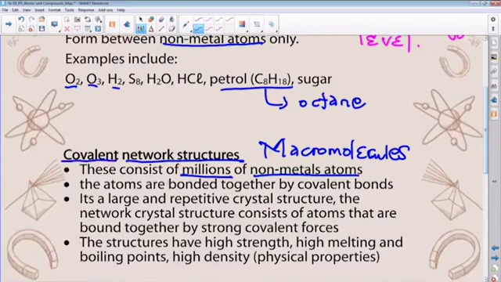So the atoms are bonded together by covalent bonds. So it means they overlap each other, these high energy orbitals, to form bonds. It's a large and repetitive crystal. Sometimes we refer to them as the crystal structures or the network crystal structures, which consist of atoms that are bound together by strong covalent forces.